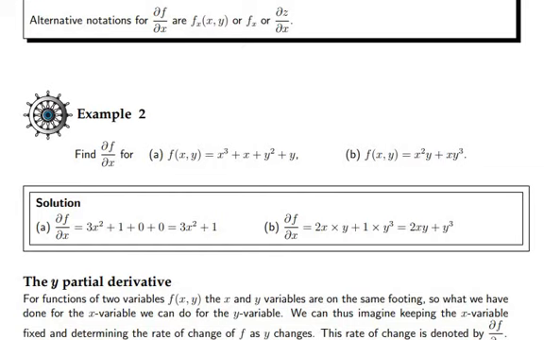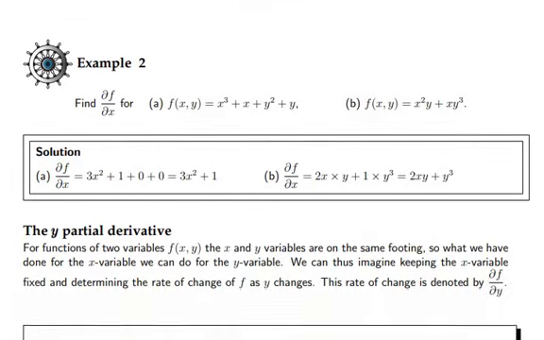Similarly, if you simplify example B, del f by del x equals: y is a constant, so it comes outside, and del x of x squared is twice x; plus y cube is a constant coming outside, and del x of x is 1. So finally, the value of del f by del x is twice x y plus y cube.